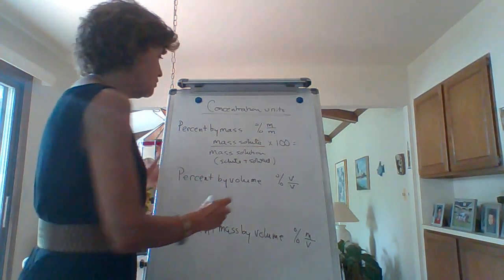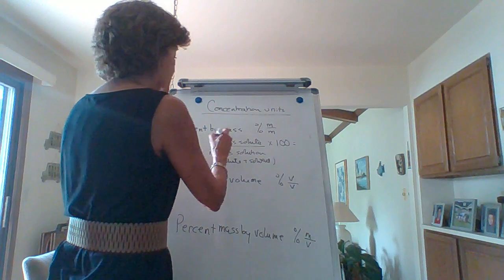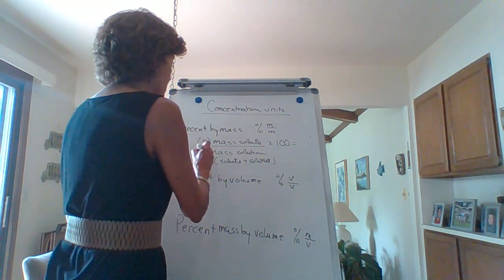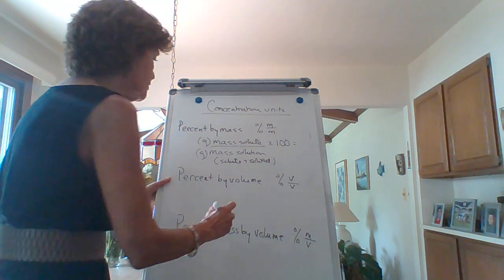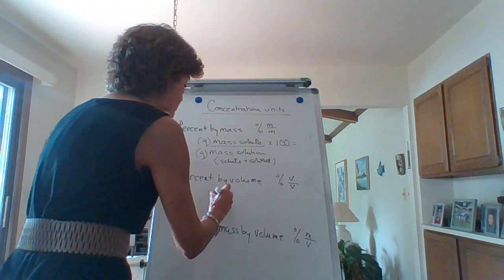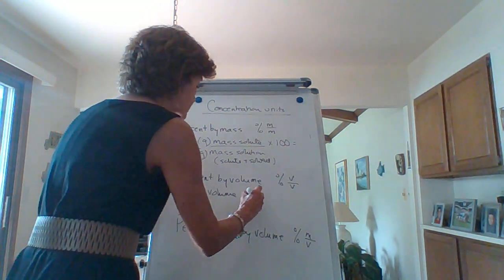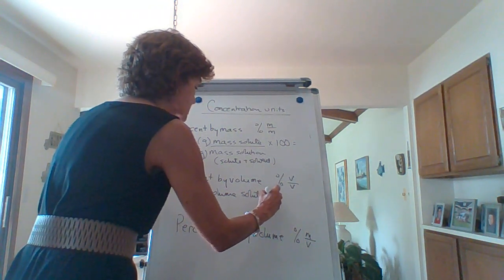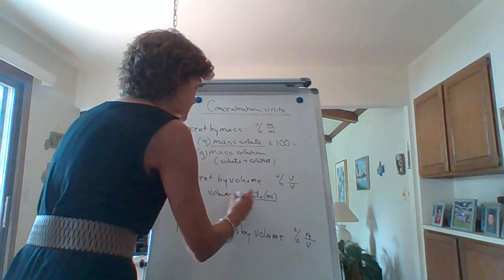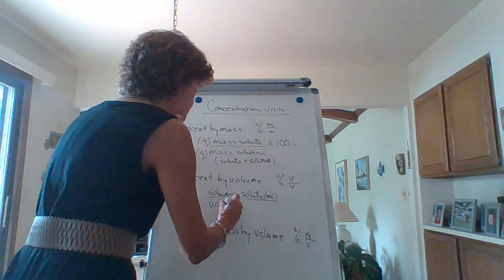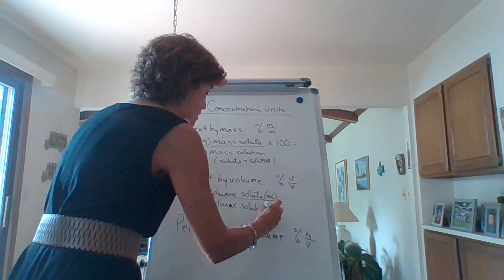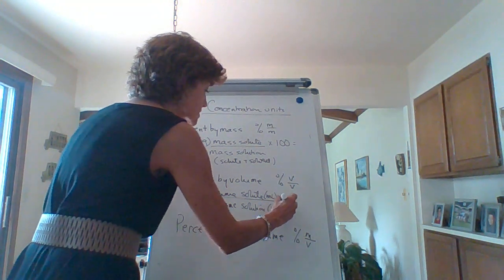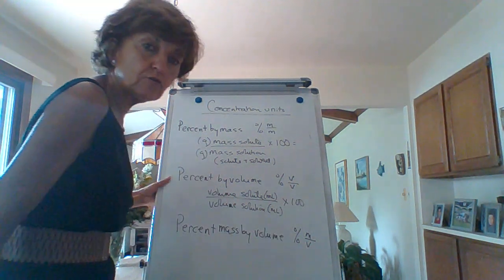Percent by volume would be, and then the mass of the solute, by the way, is in grams, and this is also in grams. Percent by volume is the volume of the solute, and this is going to be in milliliters, divided by the volume of the solution, also in milliliters, times 100. Okay?